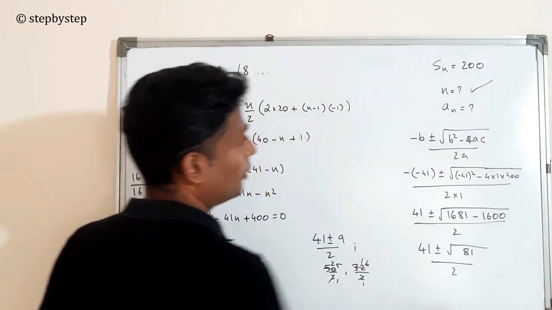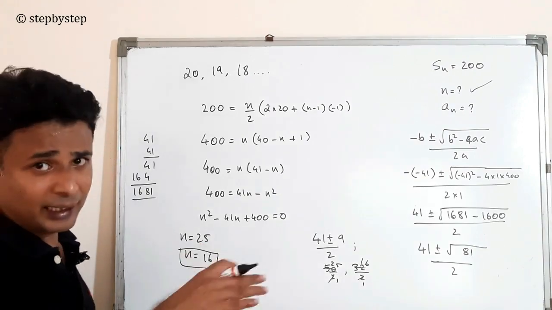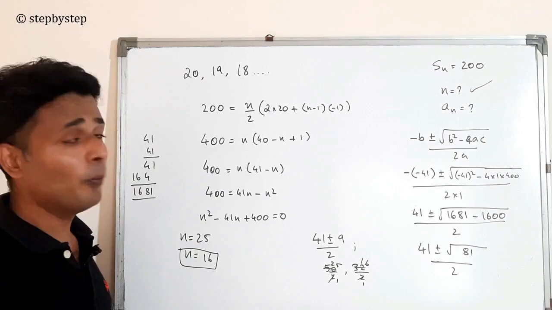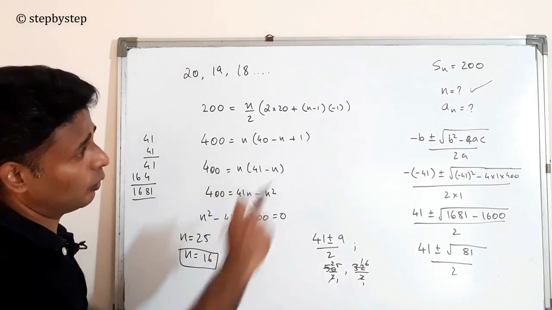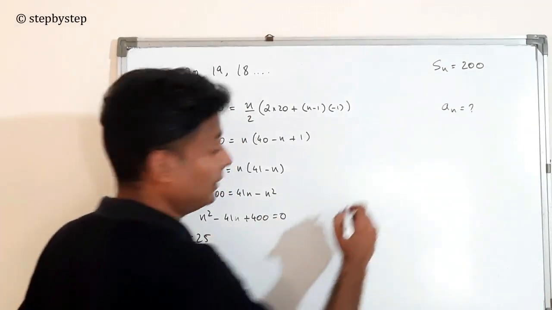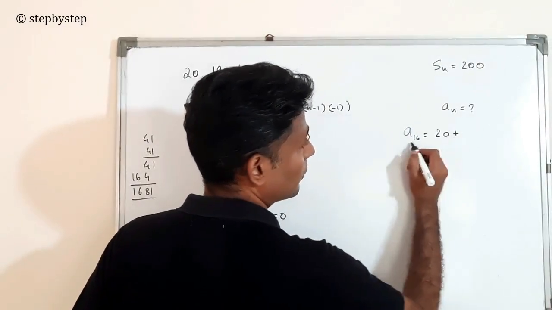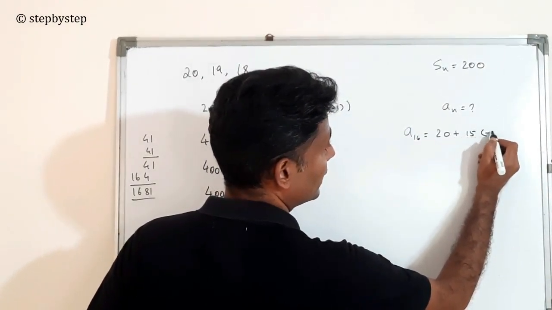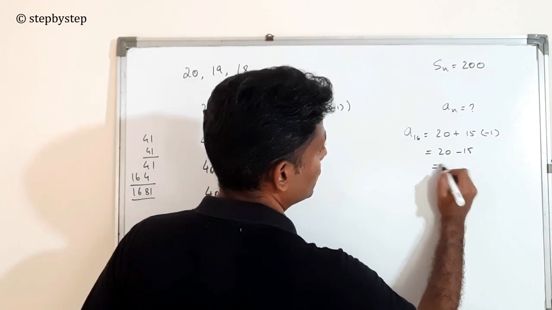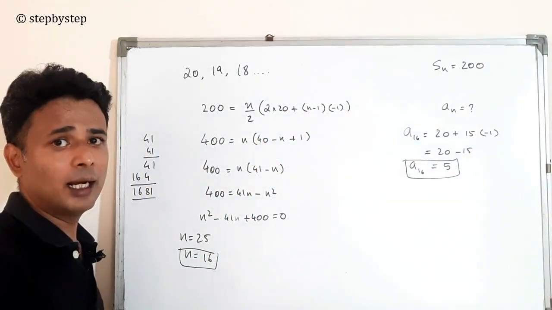So we found how many rows there are in the stacking, like in how many rows they have stacked. Now all we need to find is how many logs are there in that row. So we have to find a of n. So a of n, that is a of 16, equals a, that is 20, plus n minus 1, that is 16 minus 1, 15, into d, that is minus 1. So this becomes 20 minus 15. So a of 16 is 5, which means there are 5 logs in the last row.